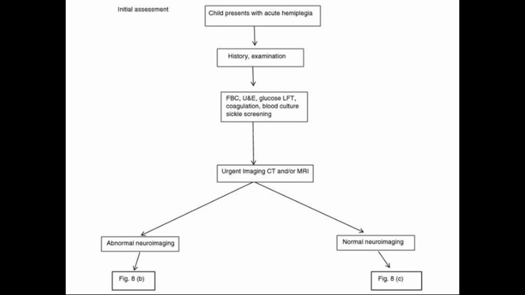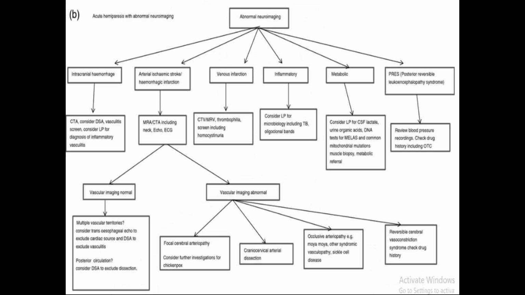If the image is normal, we need to follow one protocol, and if the image is abnormal, we need to follow another one. This appears big, but it is simple. When you find an abnormal neuroimaging, you should think of whether it is a hemorrhage or infarct, and infarct can be arterial infarct or venous infarct. It can be infection or inflammation, or there is some metabolic cause that is causing the defect.